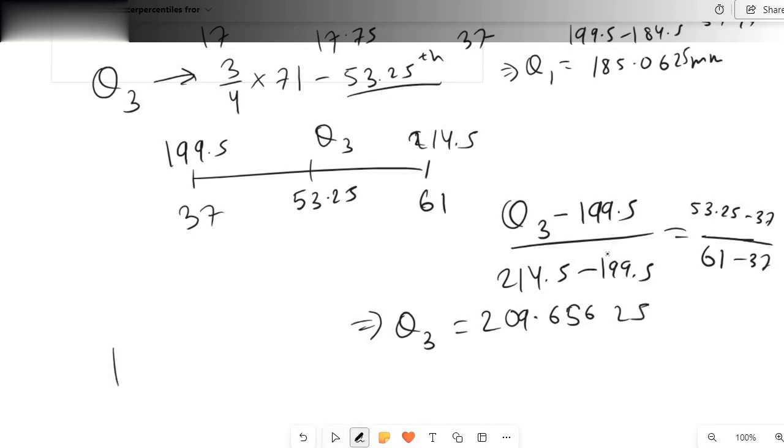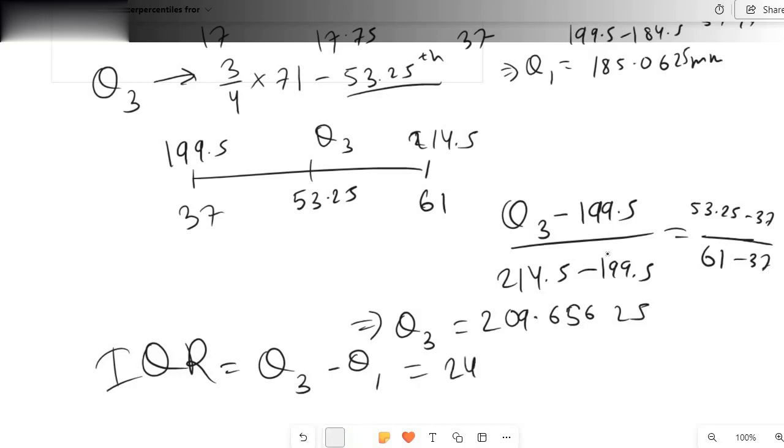Therefore, the interquartile range, or IQR, is going to be the subtraction of these two, or the difference. So Q3 minus Q1, which gives us a value of 24.59, or 24.6 millimeters to three significant figures.